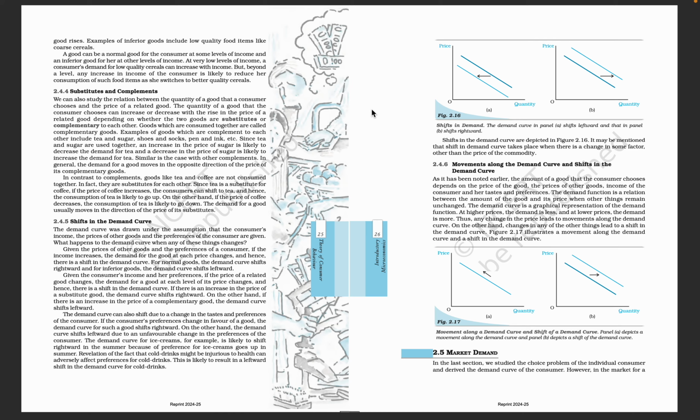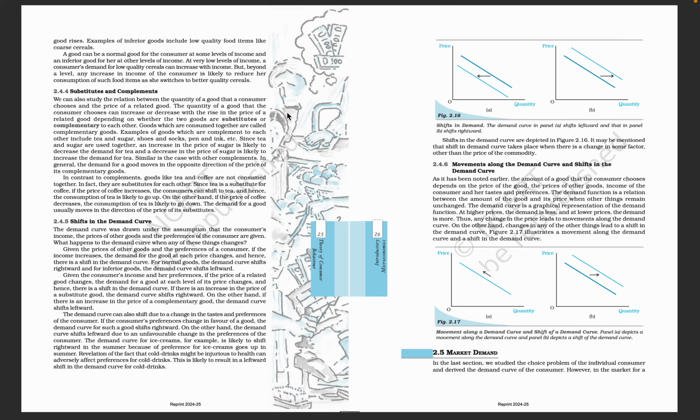Movements along the demand curve and shifts in the demand curve. As it has been noted earlier, the amount of a good that the consumer chooses depends on the price of the good, the prices of other goods, income of the consumer, and her tastes and preferences. The demand function is a relation between the amount of the good and its price when other things remain unchanged. The demand curve is a graphical representation of the demand function. At higher prices, the demand is less, and at lower prices, the demand is more. Thus, any change in the price leads to movement along the demand curve. On the other hand, changes in any of the other things lead to a shift in the demand curve.